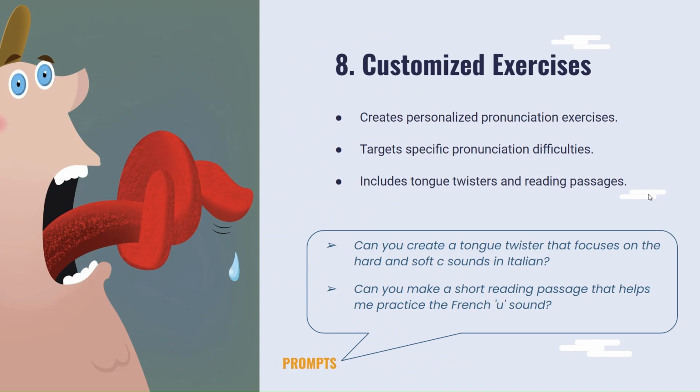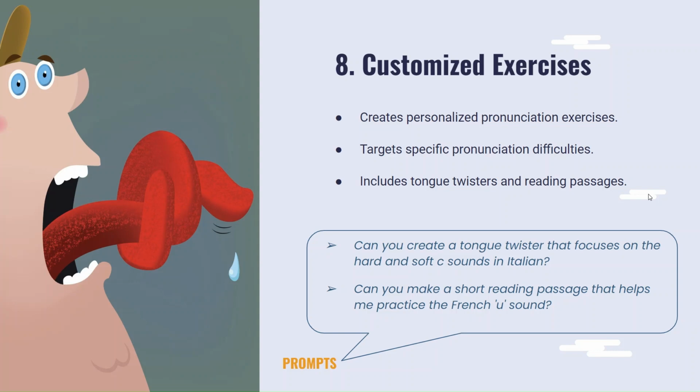We have customized exercises. So while before I asked for some sentences to practice some words, I can also create personalized exercises that target specific pronunciation difficulties, or some tongue twisters. So can you create a tongue twister that focuses on the hard and soft C sound in Italian? Or can you make a short reading passage that helps me practice the French Q sound?